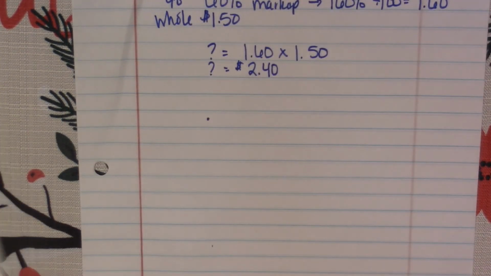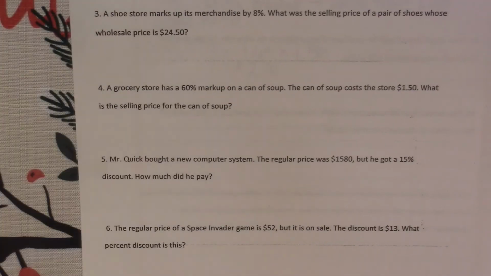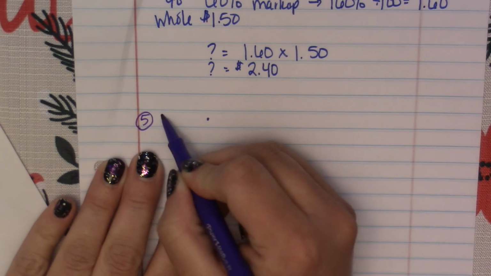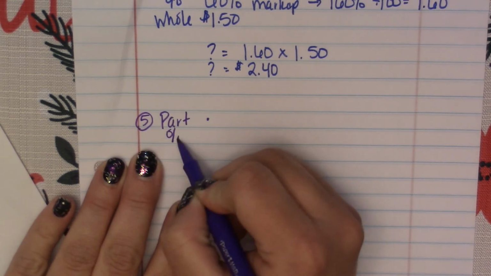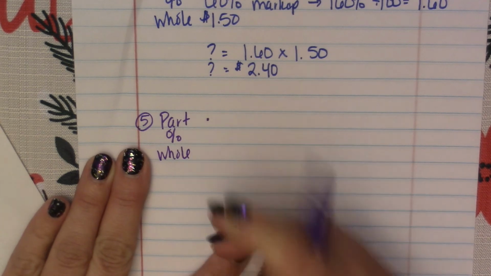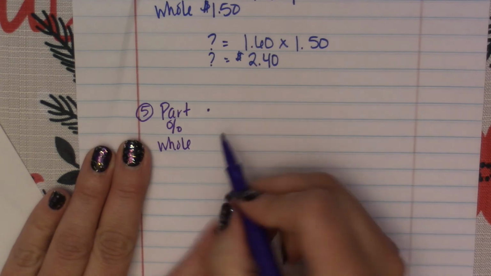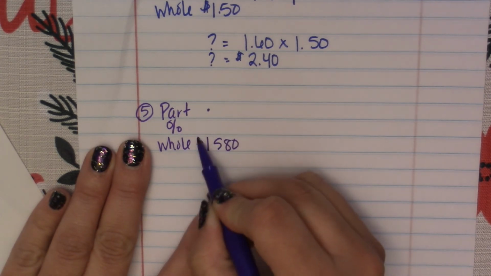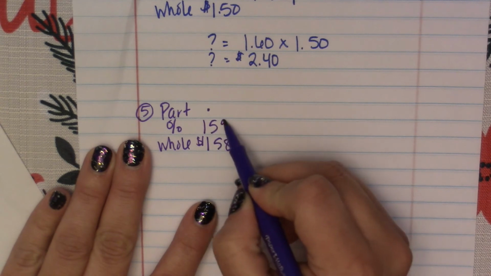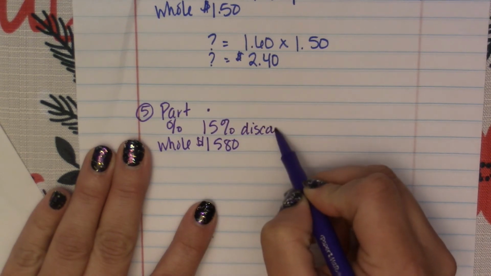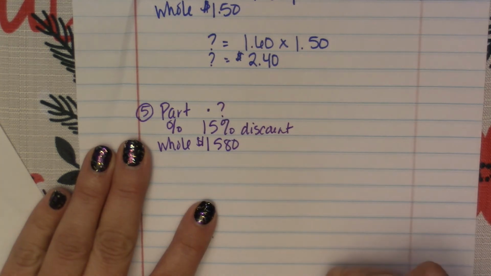All right, let's look at number 5. Mr. Quick bought a new computer system. The regular price was $1,580, but he got a 15% discount. How much did he pay? All right, so let's identify what we know. Part, percent, and whole. So the regular price was $1,580. We got a 15% discount. What was the price that he paid?